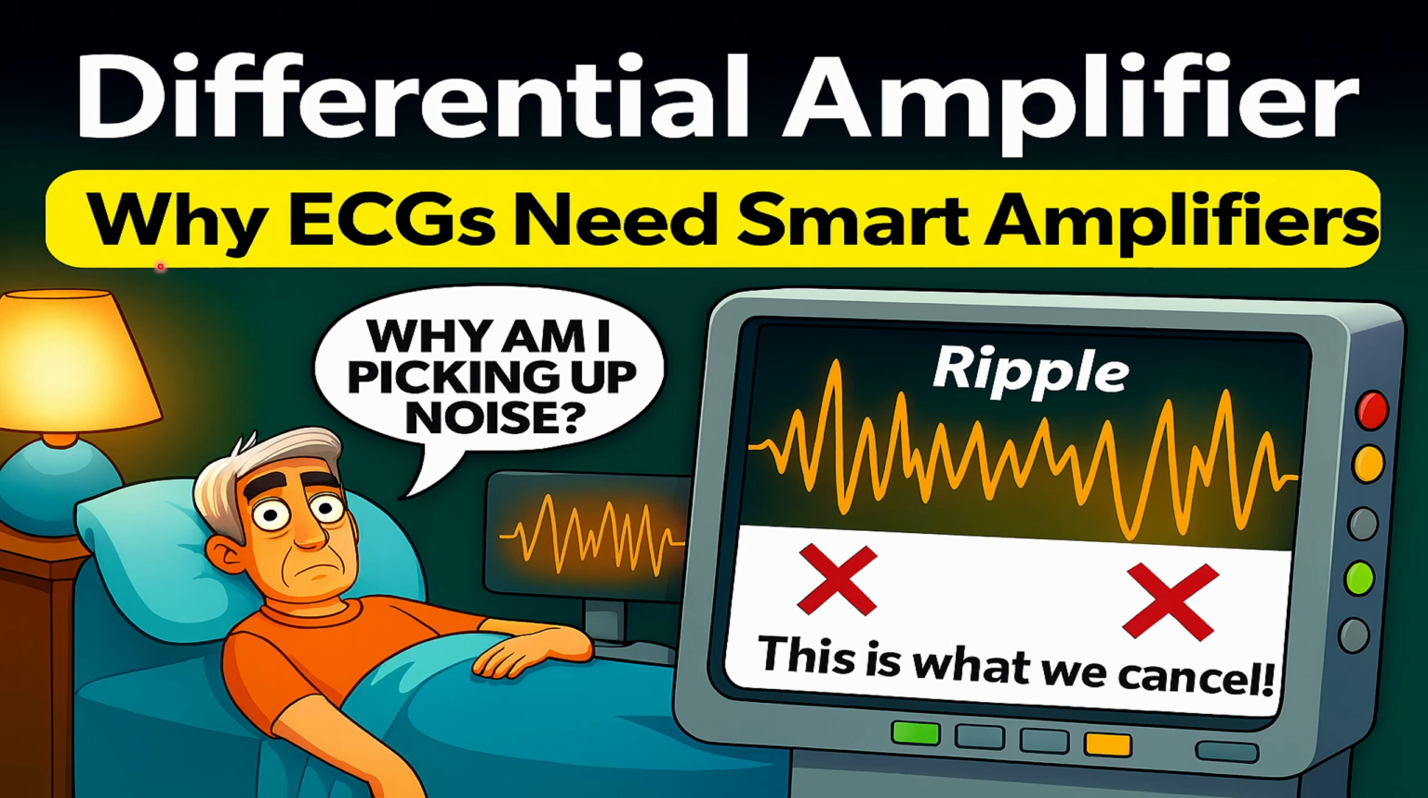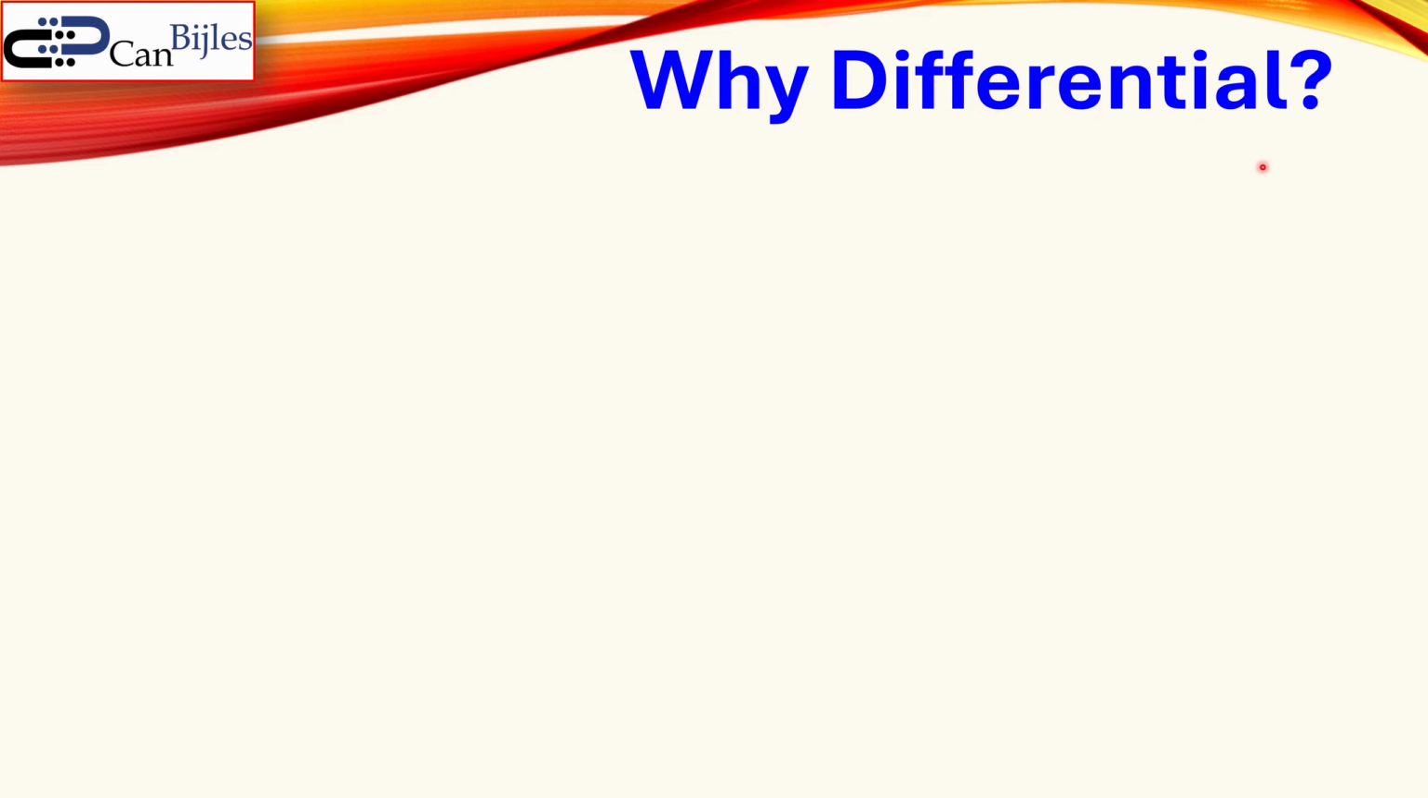In this video we will discuss the basic concept of a differential amplifier and why we need that to reduce or eliminate the ripple in our circuit. So we will see that conceptually and also discuss several examples using simulations in SPICE. Okay. So why do we have a differential signal?